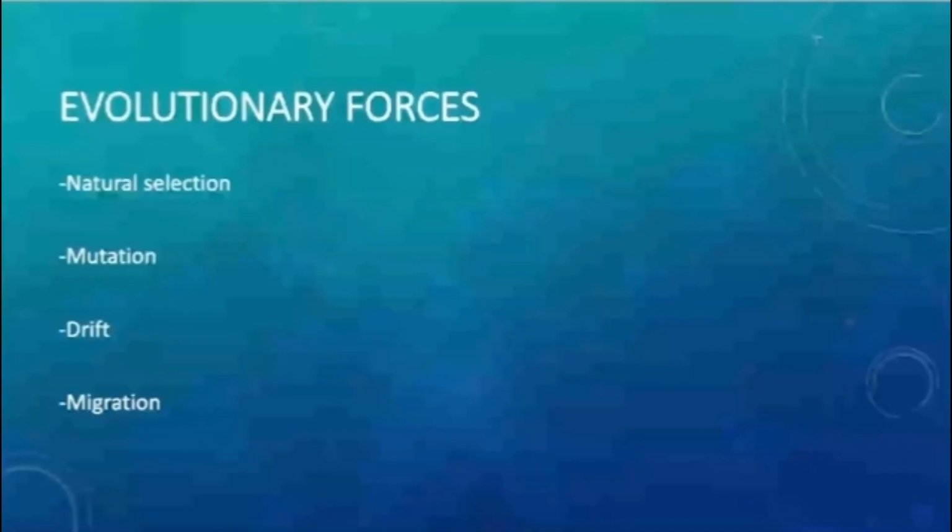All right, so next we have evolutionary forces. There are four different evolutionary forces: natural selection, mutation, drift, or migration. Natural selection is a non-random process. Mutation is random, drift is also random, and migration can happen both randomly and non-randomly.